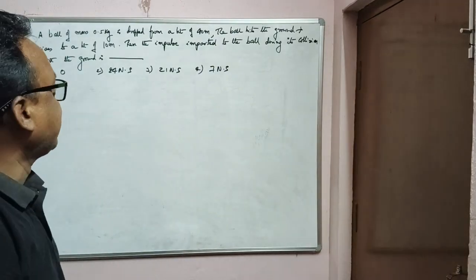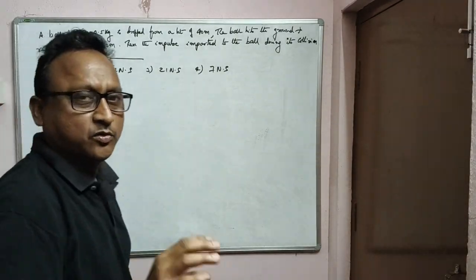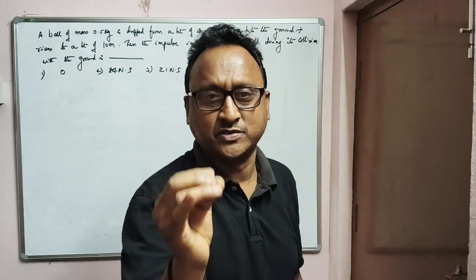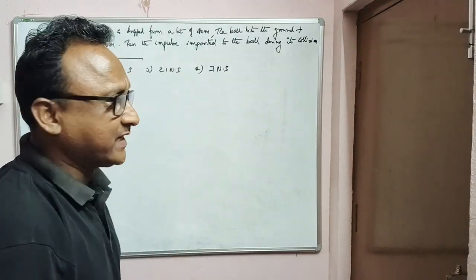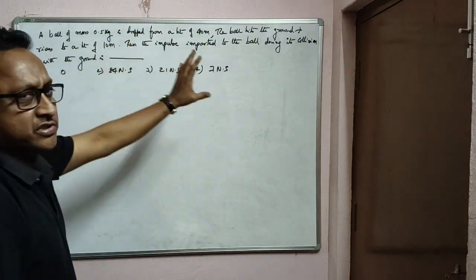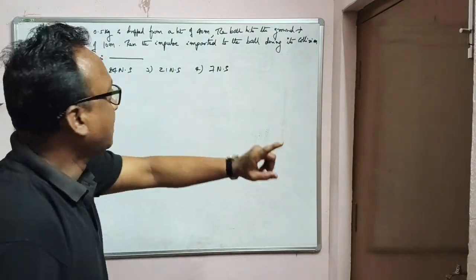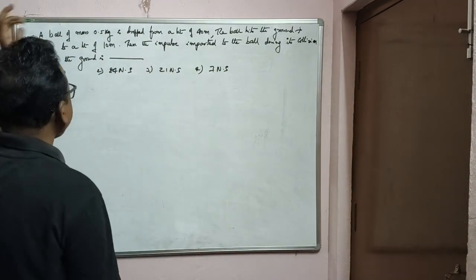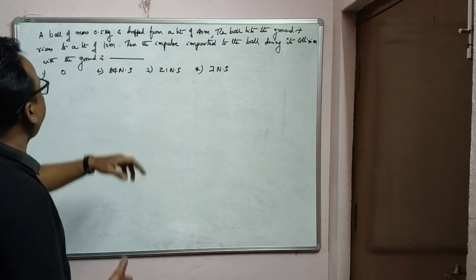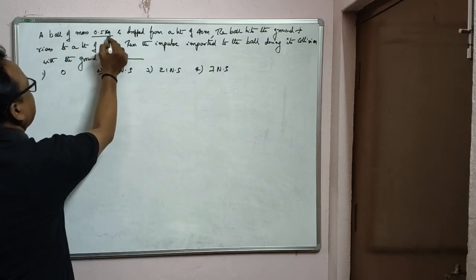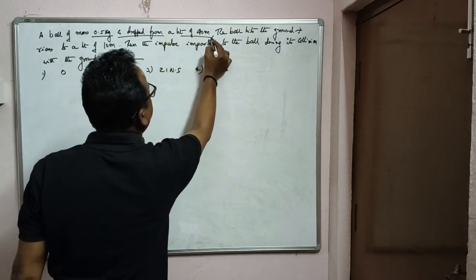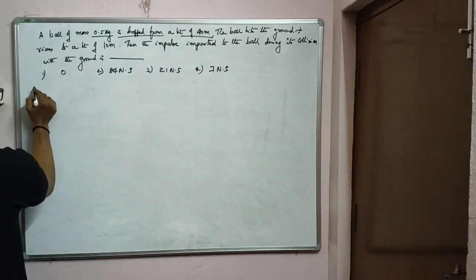So let us try this problem. See here, this is from the recent 2025 medical entrance examination. This question was given. Already we have solved 3 problems. Now this is the 4th problem. A ball of mass 0.5 kg is dropped from a height of 40 meters. So how to solve it?